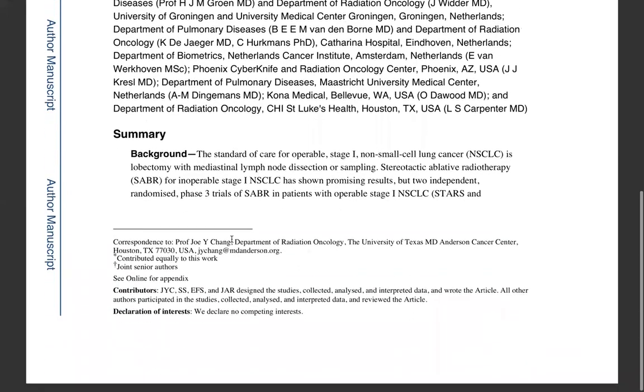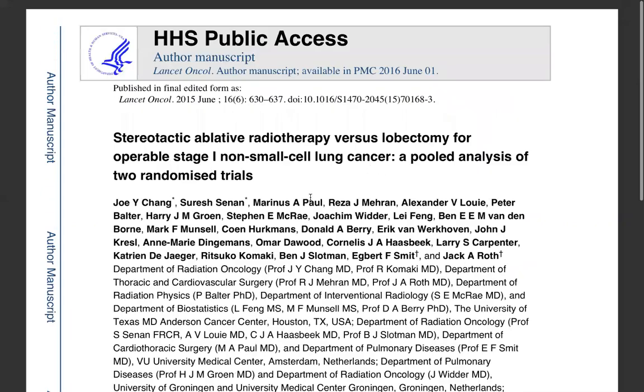Okay. So that's important. That's a point I would make, that the first author of this paper is actually a radiation oncologist. And I strongly suspect that the paper was written with an idea of trying to promote SBRT in stage 1A lung cancer.